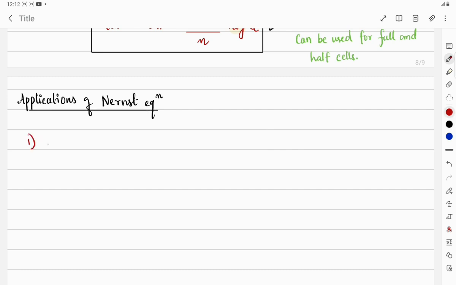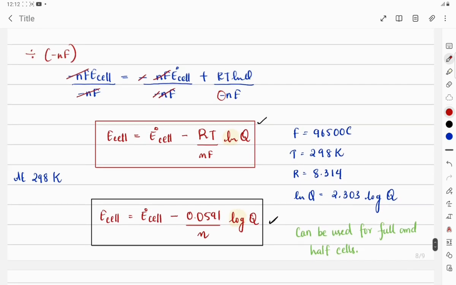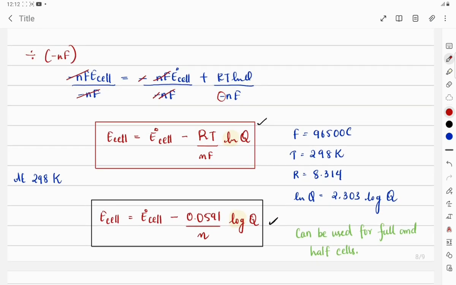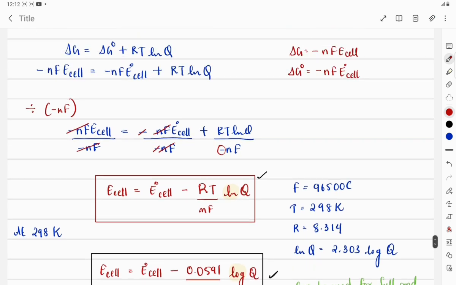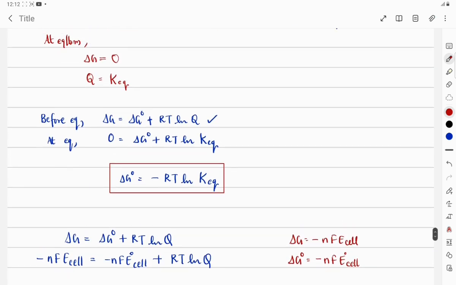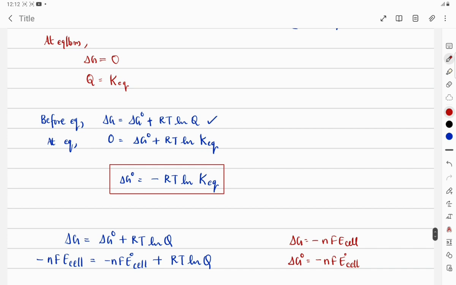So the first use is to find the equilibrium constant, that is K equilibrium, of a reaction. We have just seen from this equation how we can connect E cell and E0 cell, and we already told that delta G will be equal to 0 for an equilibrium reaction. If delta G is 0, what will happen to E cell?